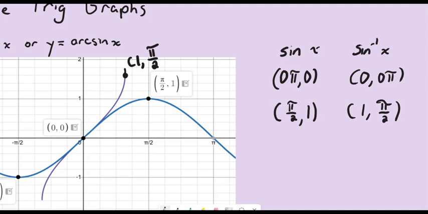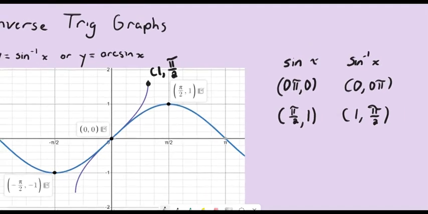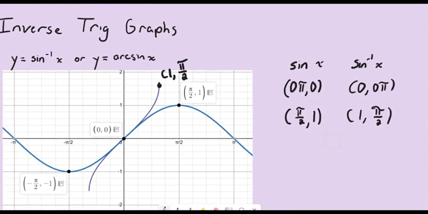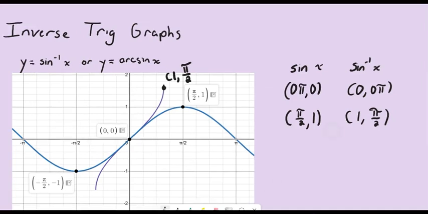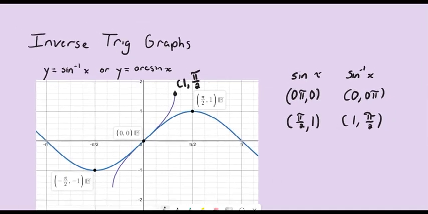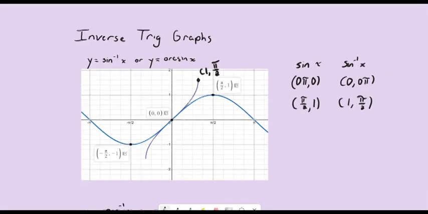So we actually have to restrict the domains in order to make these inverse trig graphs functions. Otherwise, if they were to continue, they would break the vertical line test and they're no longer functions. So these are kind of a dead giveaway when you see this graph and you see that the domain has been restricted, because that only happens on inverse graphs.